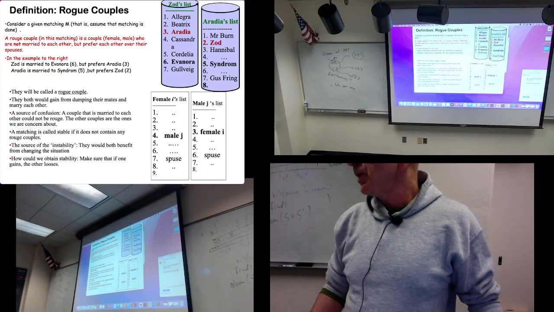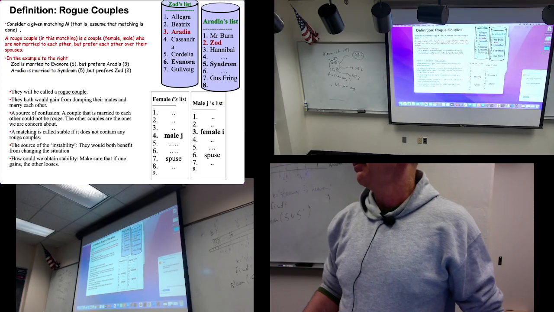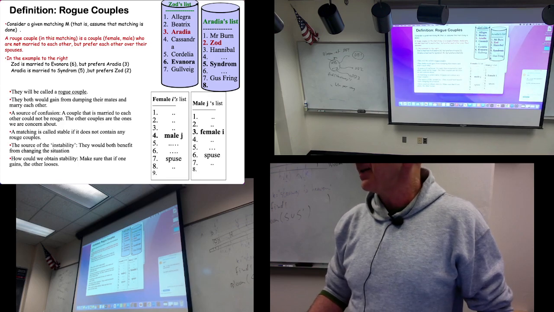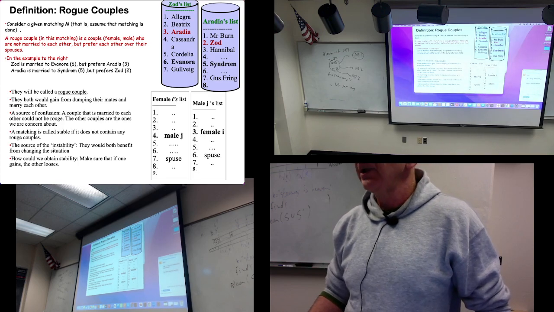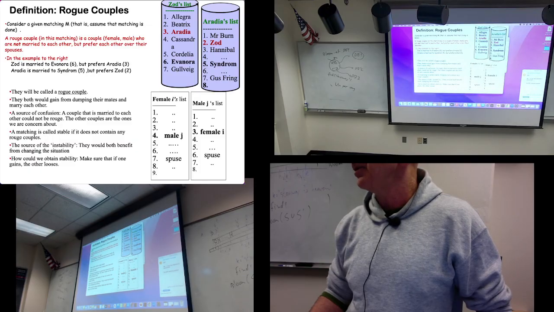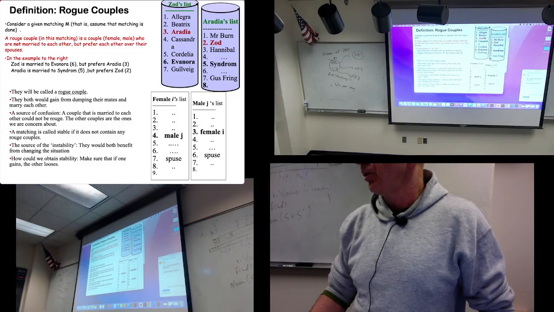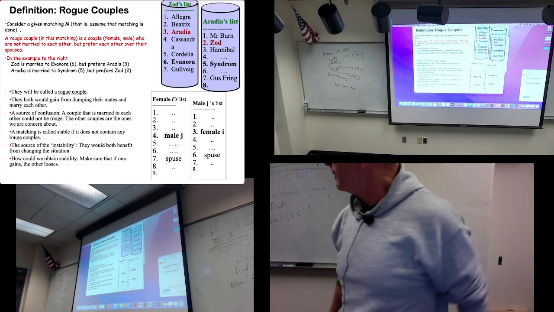So when we check for rogue couples, we essentially need to check if there is a marriage, and we are asking is this marriage stable or not. We need to check all the couples which are not matched to each other, asking whether they would both prefer to match.